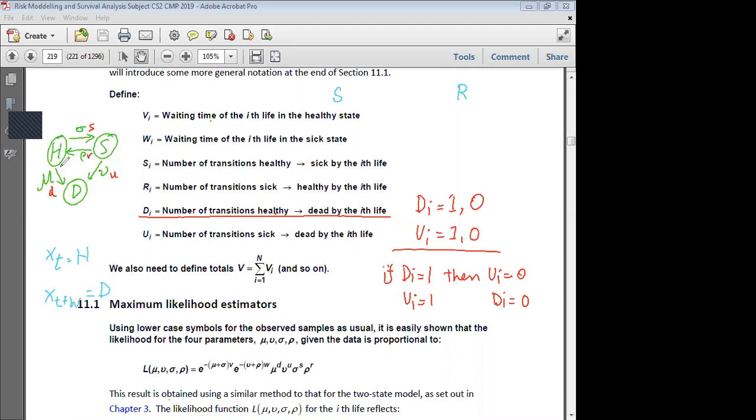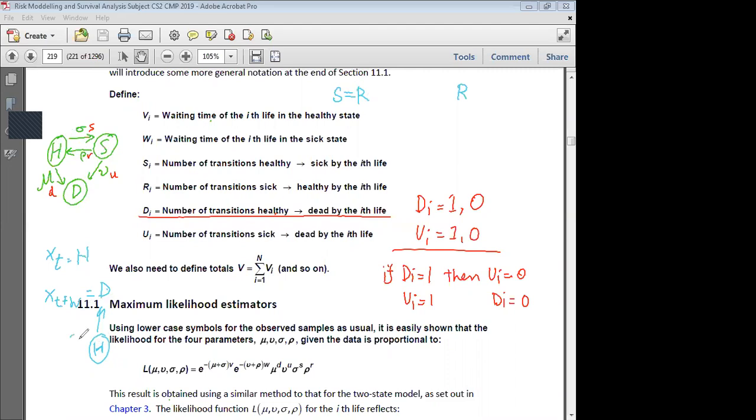So if this person, when he died, was in the healthy state, then for every time I go from H to S, I should come back from S to H as well, because I cannot stay in S and be dead. I die when I am in the healthy state. So every time I go from H to S, I should come back to H. So my S will just be equal to R here.